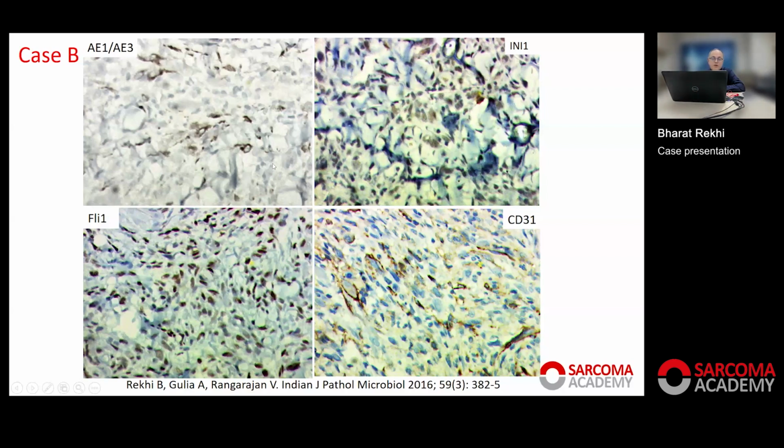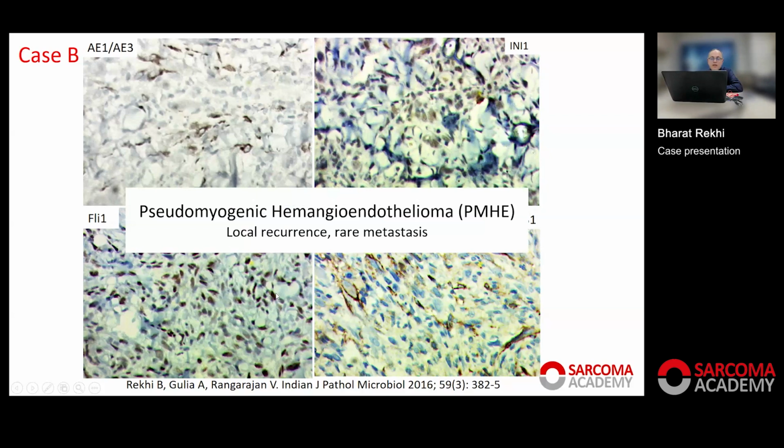Considering this was positive for A1A3, we wanted to make sure that we're not missing out on an epithelioid sarcoma, and INI1 is diffusely retained, which was also the case in the first case. FLI1 is another good surrogate vascular marker, not perfect, just like ERG; ERG is a better one. So we utilized FLI1, and of course, CD31 was positive. So this was also a pseudomyogenic hemangioendothelioma, an intermediate malignant tumor which can recur but rarely metastasize.